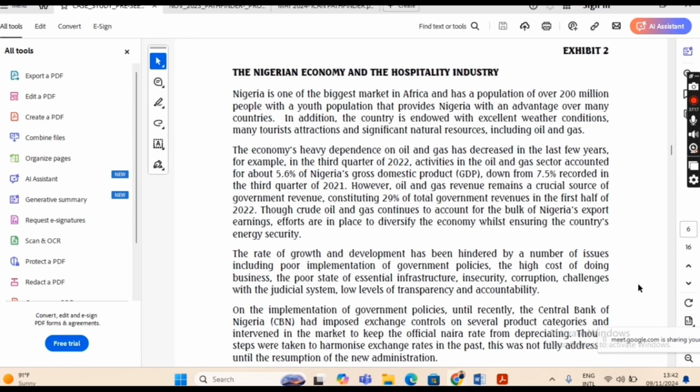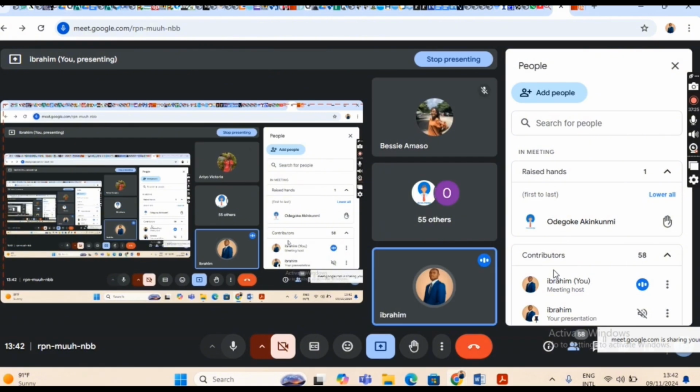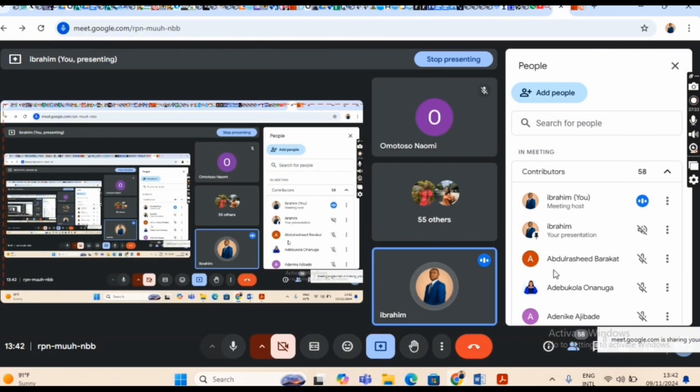So what can we identify here? Is it a strength? Do we have any strength here, or opportunity, or weakness? You have a question, Akinkumi? Or is it a mistake? Okay, probably it is a mistake actually.